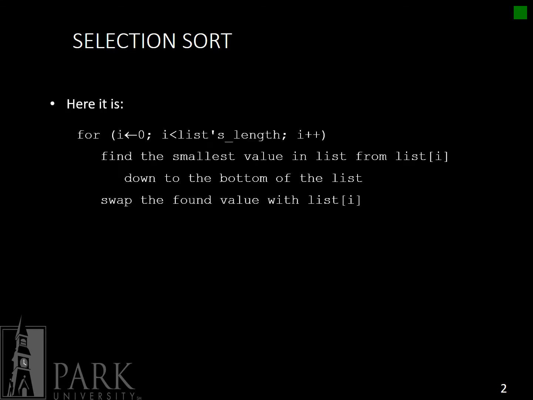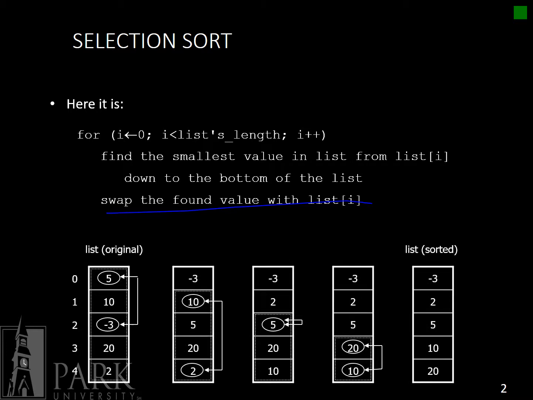And here's the algorithm. For i equals 0, while i is less than the list length, we're going to increment i, right? So we're going to go through the array. Then we're going to find the smallest value in the list from list i, right? So we're starting at index 0, and we're going to work our way to the bottom of the list, and we're going to swap the value that we found with that item, right?